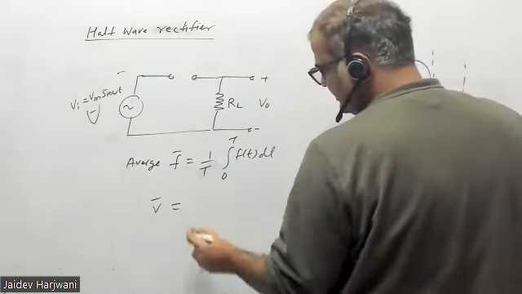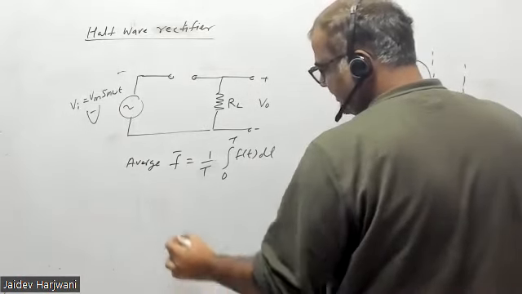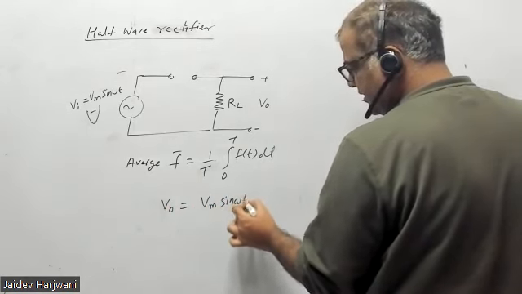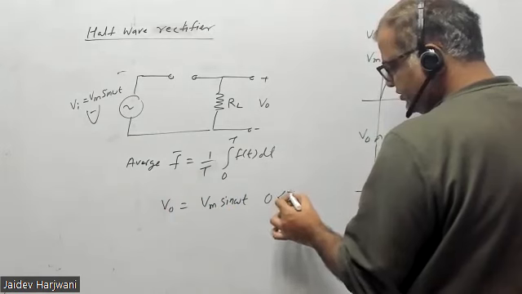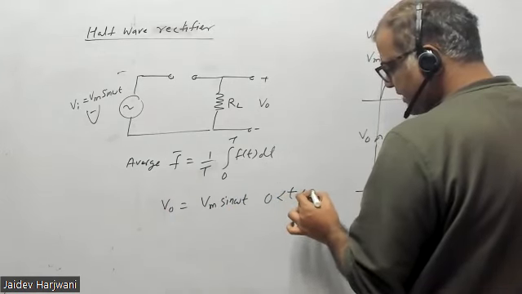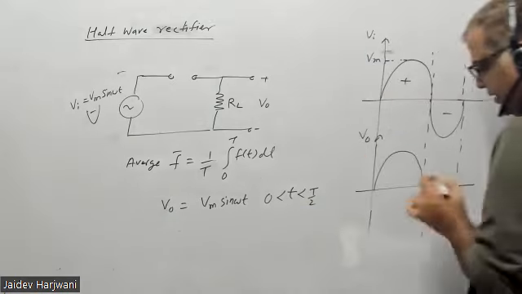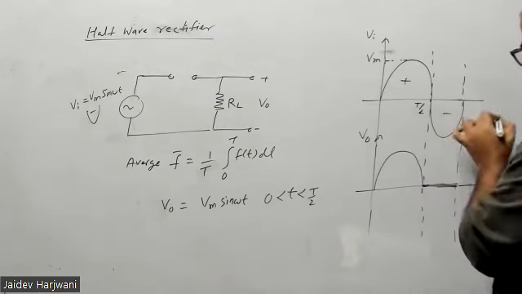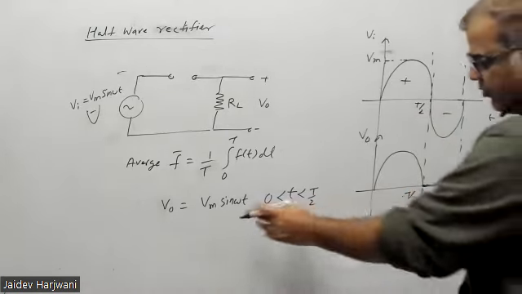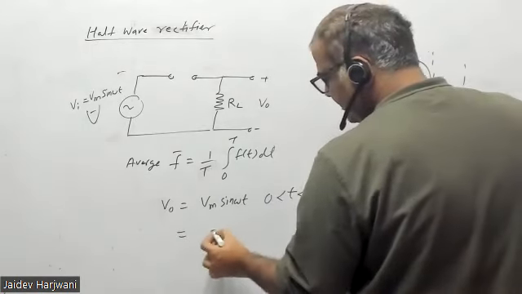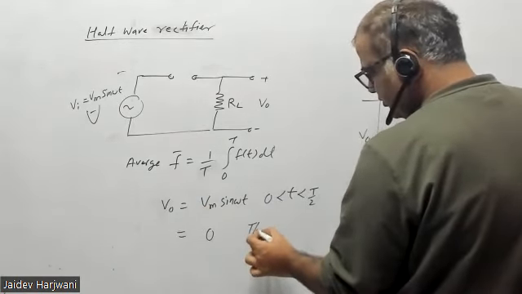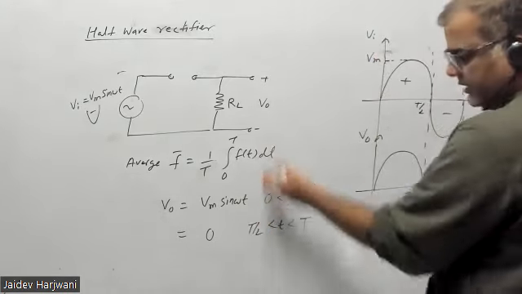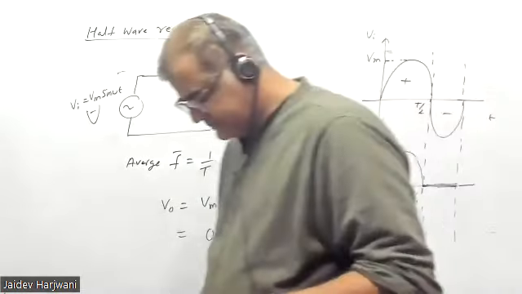First of all, I have to write how much voltage I'm getting. I'm getting voltage equal to Vm sine omega t in the time period of 0 to T by 2 only. For this period only, this is T by 2, the half cycle. So I'm getting output only for T by 2 time. For the remaining period, from T by 2 to T, I'm getting 0 output. You can put this in here, find the average value, and get me the answer.